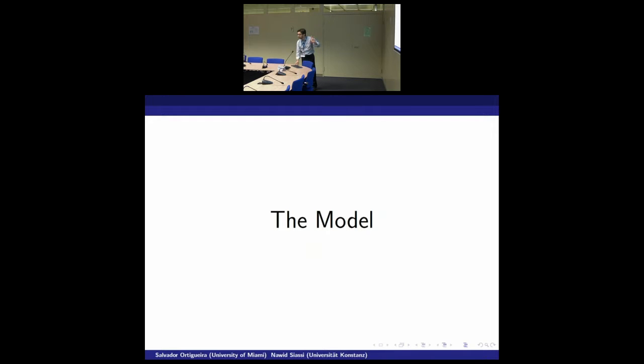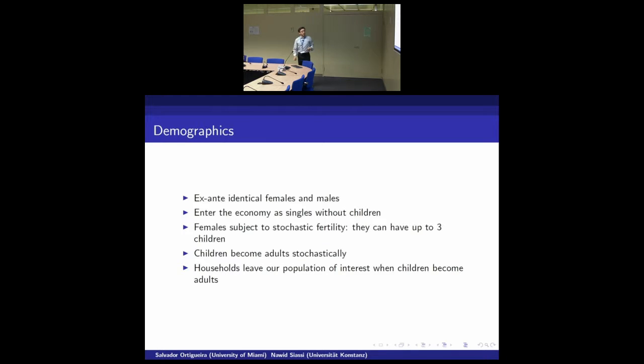I'm going to try to explain it in detail, but if you have questions, please interrupt me at any moment. Okay? So this is our model. Let's start with demographics. The population in this economy is going to be ex-ante identical females and ex-ante identical males. They are going to enter the economy at age 16 or 17, as singles without children.